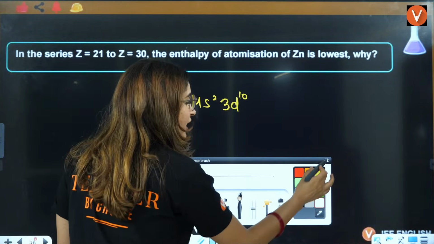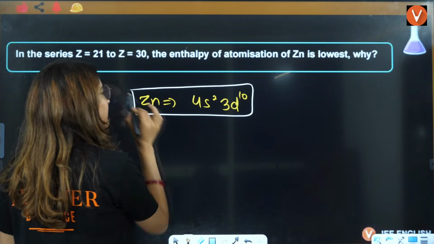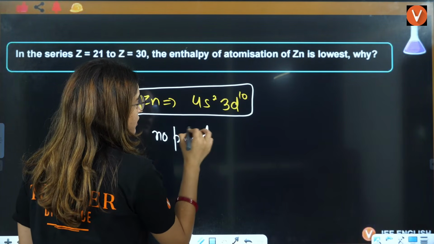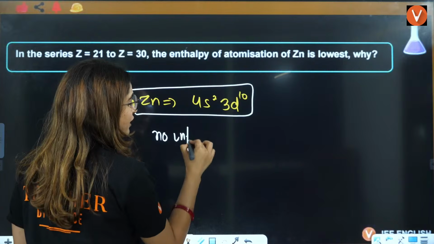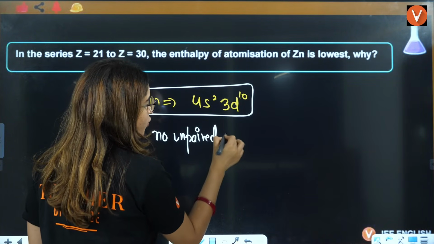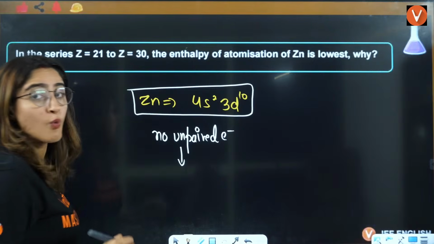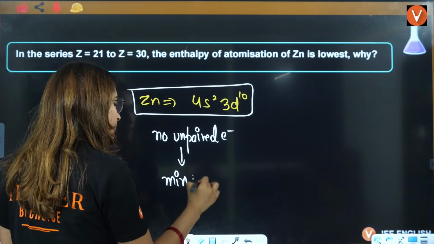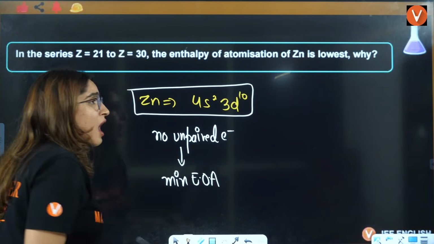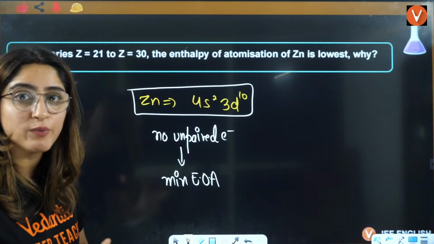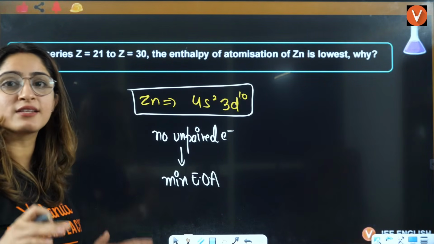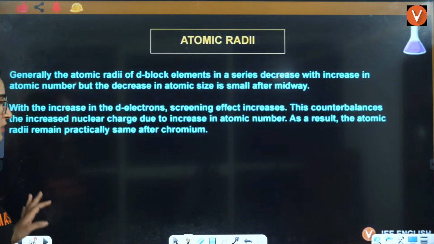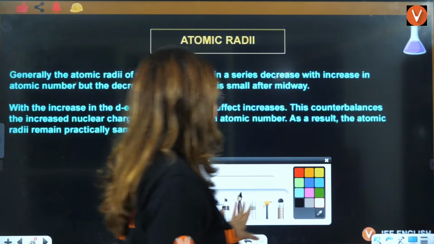That means it is going to have minimum enthalpy of atomization. So it will have no unpaired electron, even in the excited state. That's the reason why we will say that it is going to have minimum enthalpy of atomization. There is no unpaired electron to have bonding with someone. In a circle, everyone is committed. No outer person is coming into their circle. So, minimum enthalpy of atomization it will have.